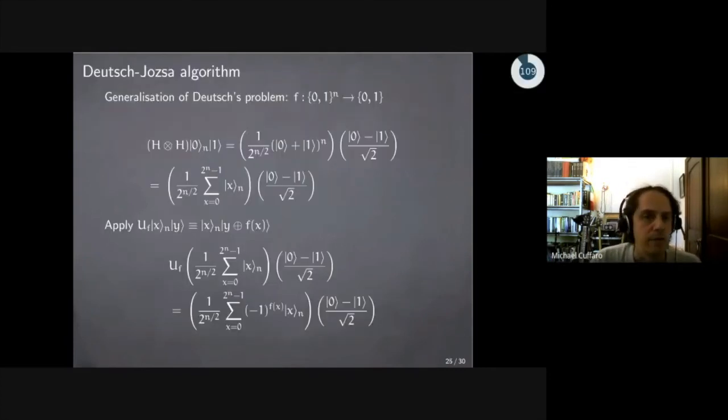Okay, so do we have time to go through the Deutsch-Jozsa algorithm? Maybe quickly. Yeah, maybe just quickly.